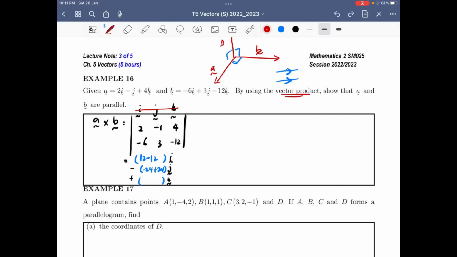And then, if you close the K part, you will get 6. Is it 6 minus 6? Okay, 6 minus 6. Therefore, if we put it in just one line, we get 0i minus 0j plus 0k, which is equal to 0. Okay, we need to put it in one sentence.